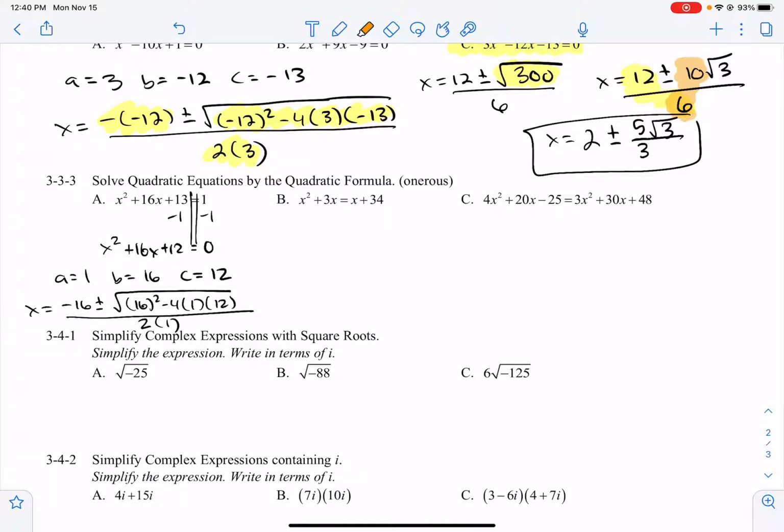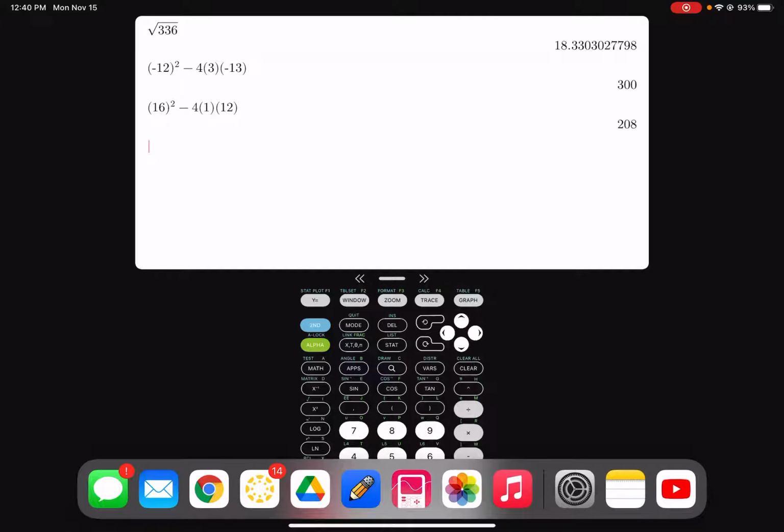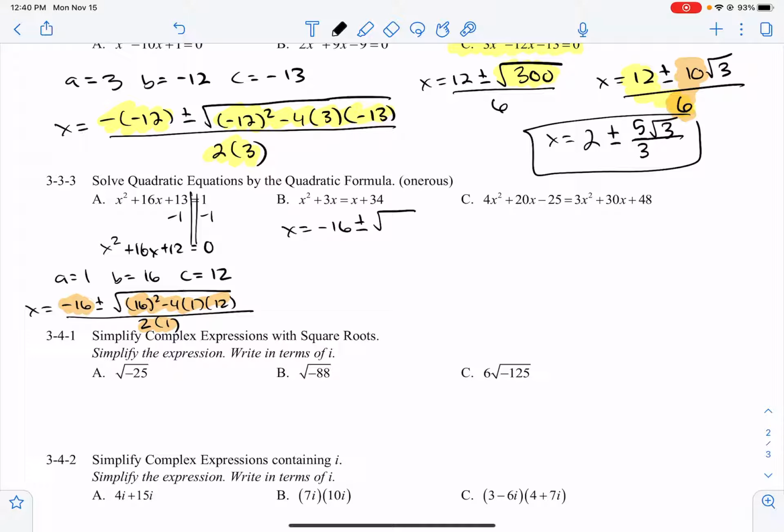So when I simplify this part and this part and this part, what do I get? X equals negative 16 plus or minus the square root of 16 squared minus 4 times 1 times 12. So I'm going to go to my calculator, and I'm going to put 16 squared minus 4 times 1 times 12. I think it was 12. 208. Was it 12? It was 12. So that becomes a 208, and all of that is going to be divided by 2.